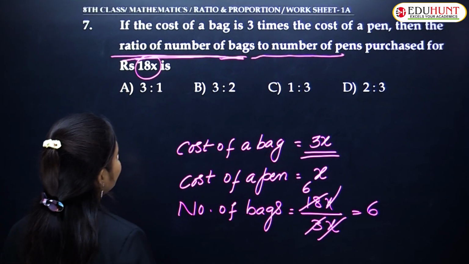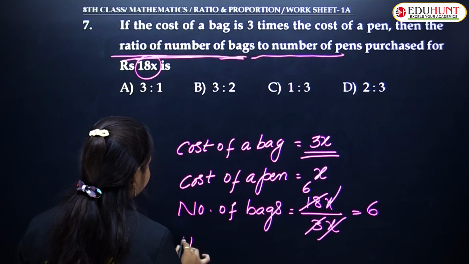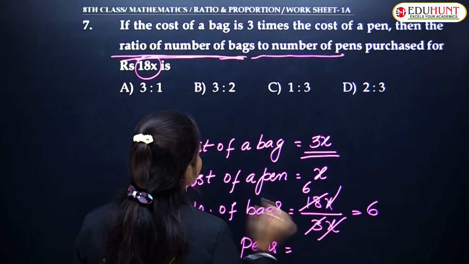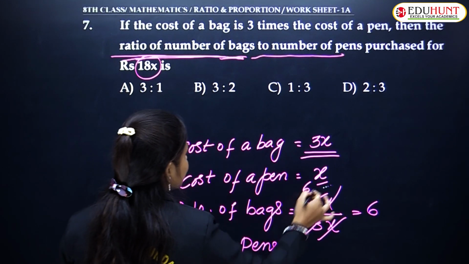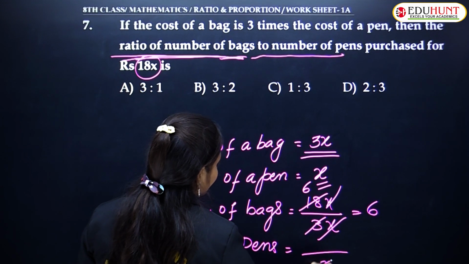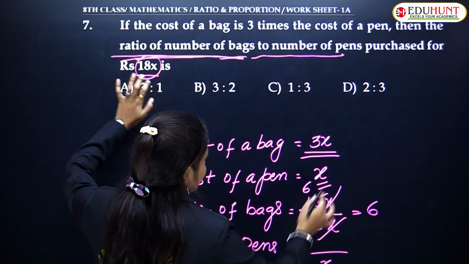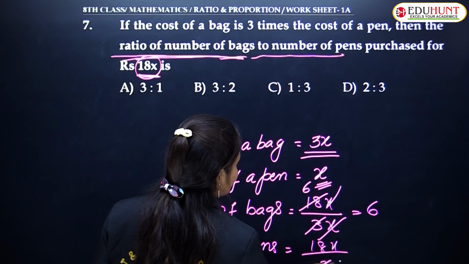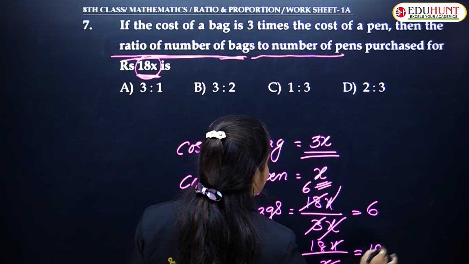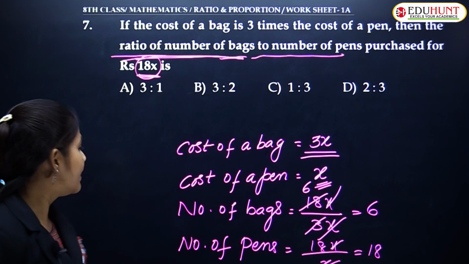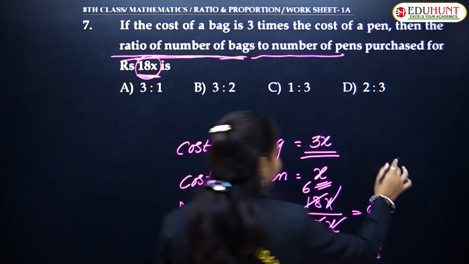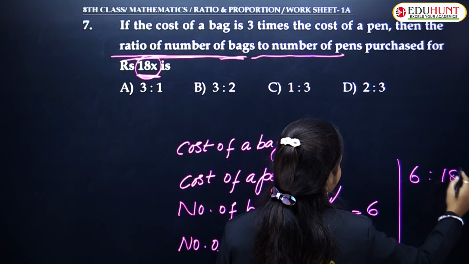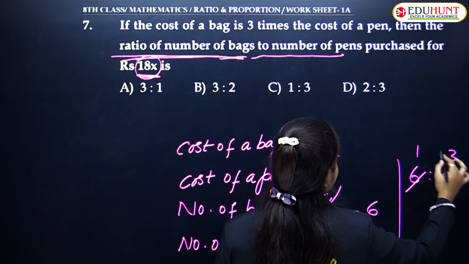And in the same way, the number of pens. How many pens are there here? The cost of a pen is X, and the total cost is 18x. So x and x get cancelled, and we get 18. Okay, now here they are asking the number of bags to the number of pens. So 6 1s and 6 3s.